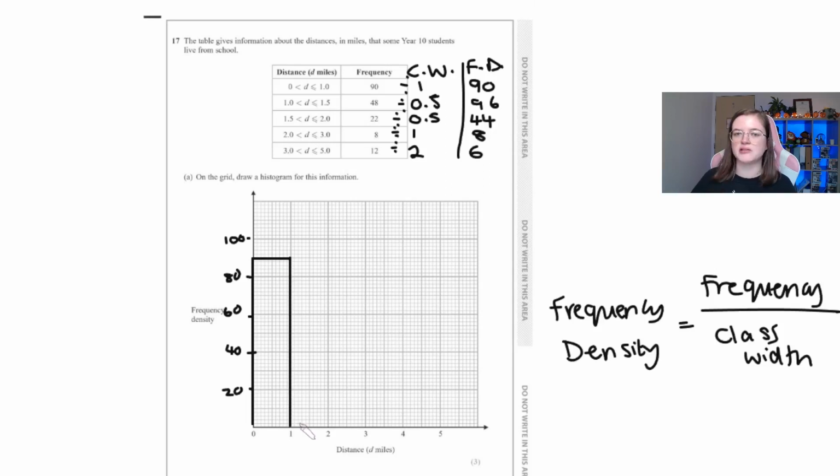So I'll draw the rest of them, and I'll show you what it looks like. And there we are, and that is your histogram. So looking something like that, and there we are, on we go.